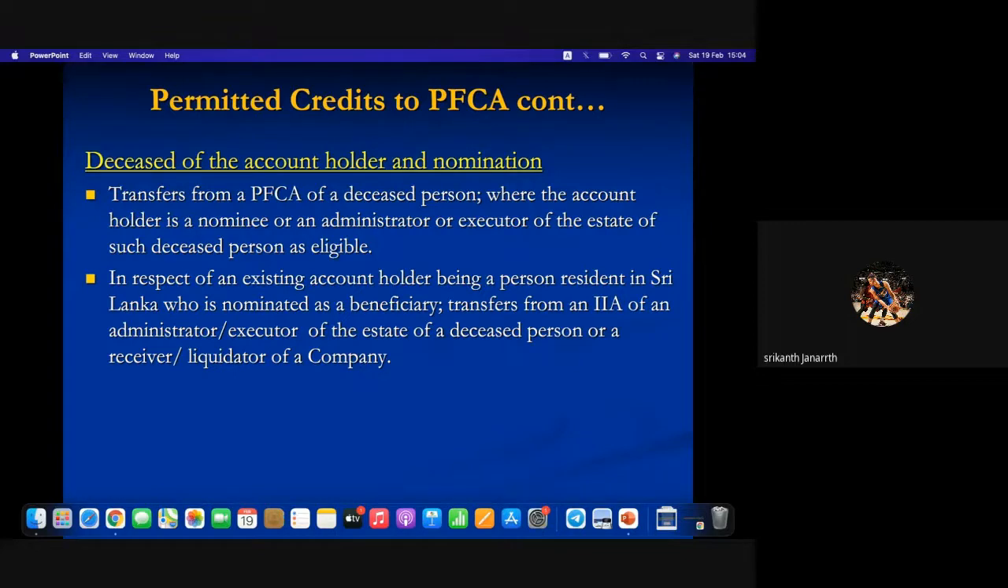Or the executor: if there is a last will, there is a person assigned by the account holder in the last will. After the death of the account holder, funds can come to the executor's account. Or if there is no will, no nomination, then the court will appoint a person called an administrator. So the funds can come to the administrator's account. That is what it says. Deceased means after the death of the account holder, the funds can come to their dependents, their nominee, their administrator, their executor, right?